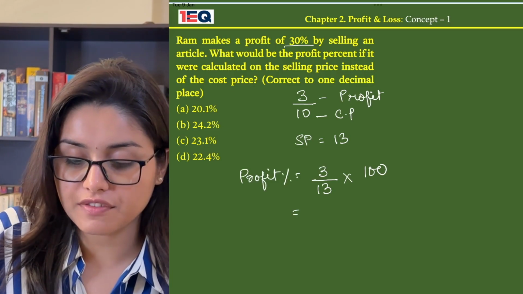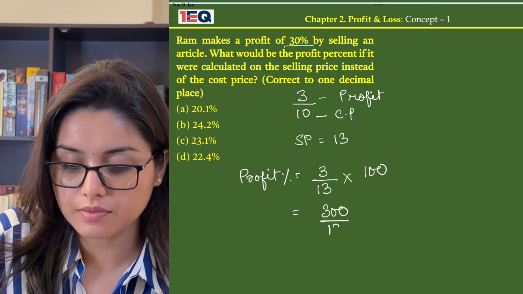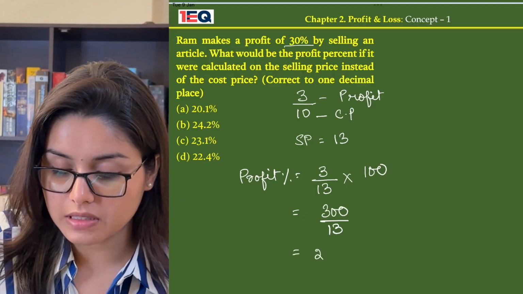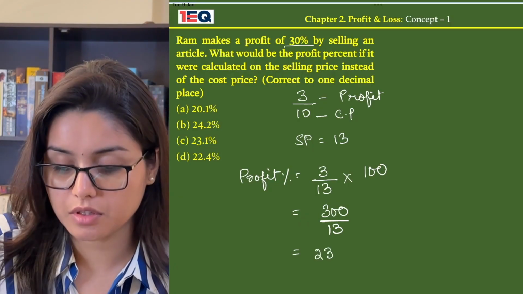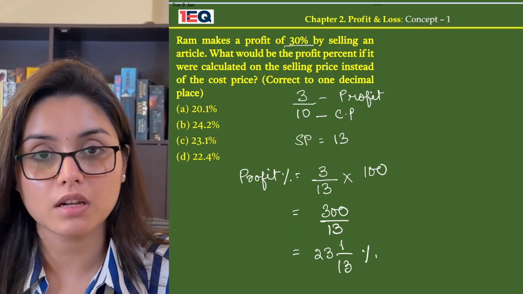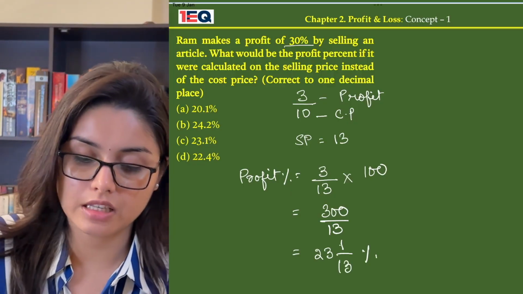On calculating, we find 300 by 13. On dividing, we'll get 2s are 26, 3s are 39. We're left with 1 by 13%, which is 23.1%. So our answer is C.